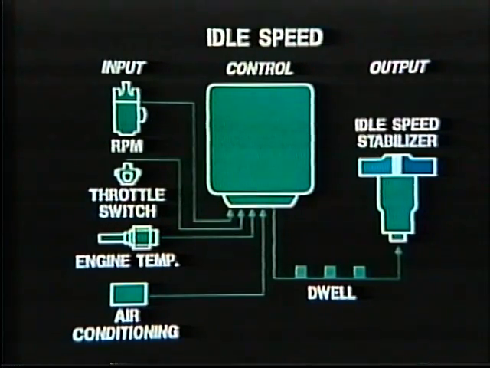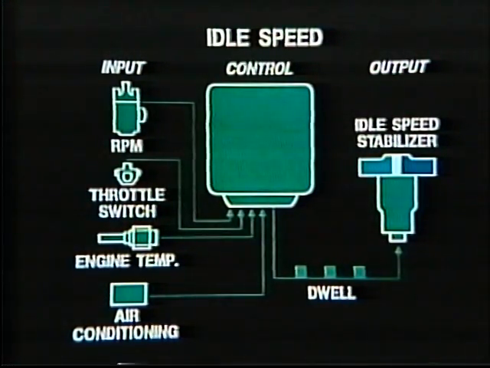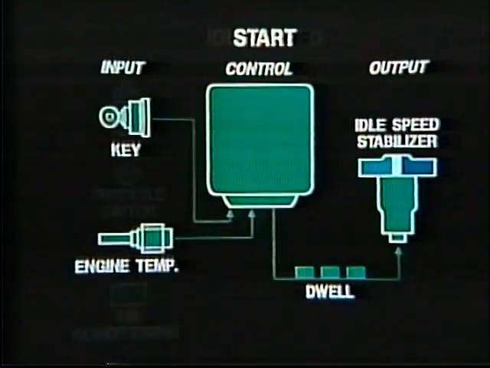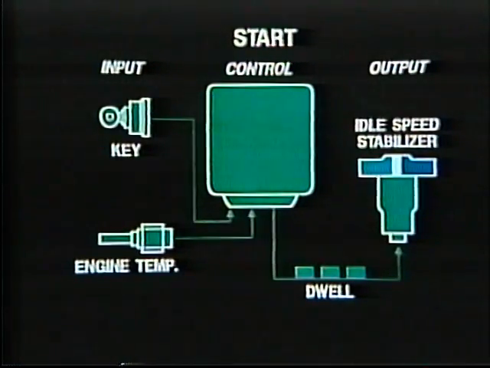Idle speed inputs include RPM, closed throttle switch, engine temperature, and sometimes air conditioning. To run at the set RPM, the control unit sends digital on-off signals to the idle speed stabilizer, specified as % dwell. In some cars, the air conditioning system signals the stabilizer to raise RPM for better compressor output. During cold start, the control unit sends more dwell, longer pulses to open the stabilizer, adding extra air to bypass the closed throttle. Idle specifications are given in dwell for a specified RPM.